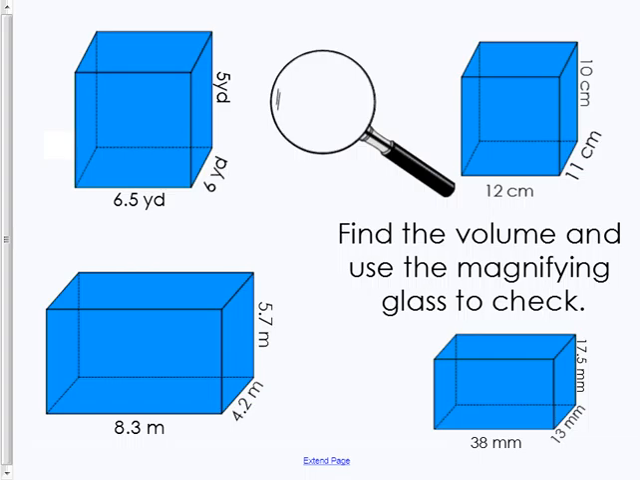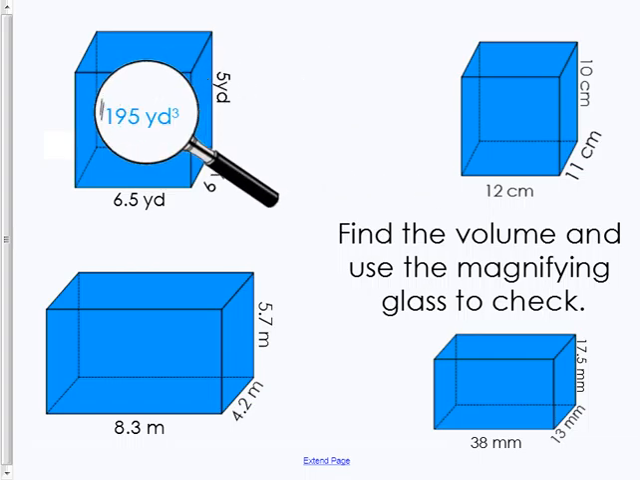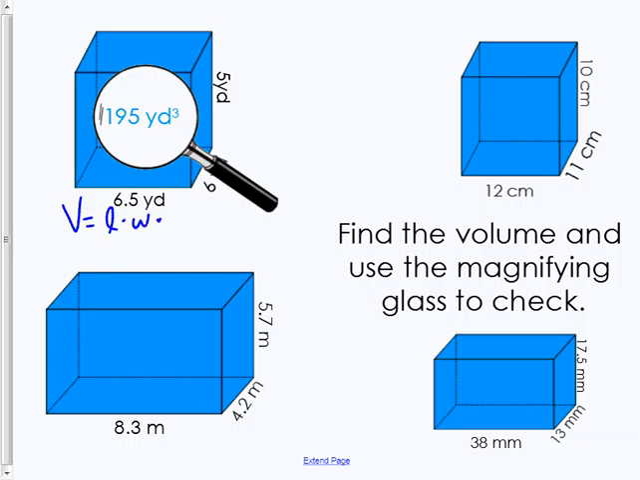All right, so for the first one, it's going to have a volume of 195 cubic yards. And it's going to have that volume because we're going to do volume equals length times width times height for a rectangular prism. So volume equals 6 5/10 times 6 times 5. And when we work that out, we're going to get 195 cubic yards. And again, it's cubic yards because we're really measuring how many cubes will fit inside.